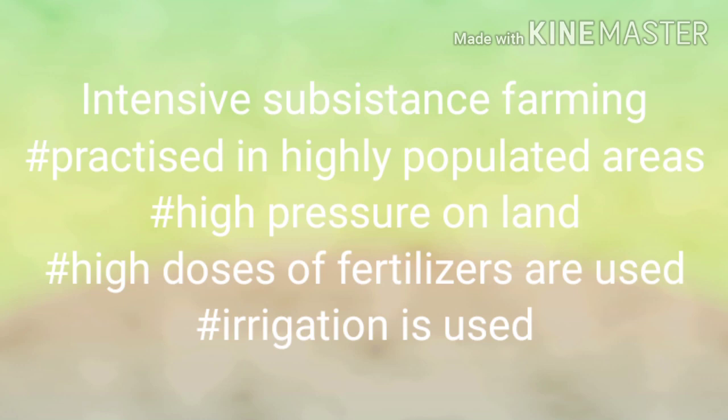Intensive subsistence farming. It is practiced in highly populated areas to obtain more yield. They put high pressure on land by using high doses of fertilizers and other biochemical inputs. In most of the areas, irrigation is used in order to obtain high yield.